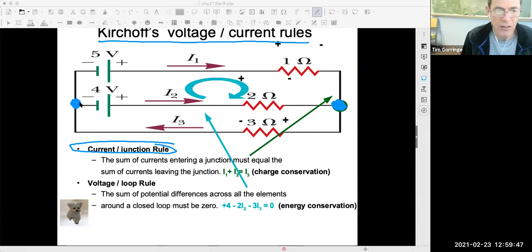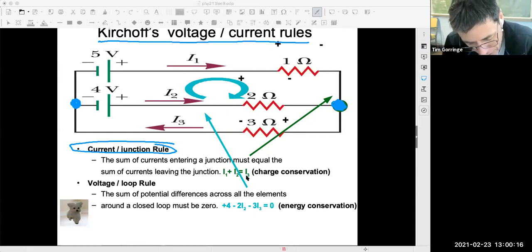That's really just saying that the charge can't sort of pile up in the junction. Whatever is flowing in must be flowing out. Like the water that flows underneath the bridge has to flow out the other side of the bridge. The water can't pile up beneath the bridge. And same idea for the current here. The current flowing into the junction must flow out the other side of the junction. It can't pile up at the junction. So that's the basic idea.